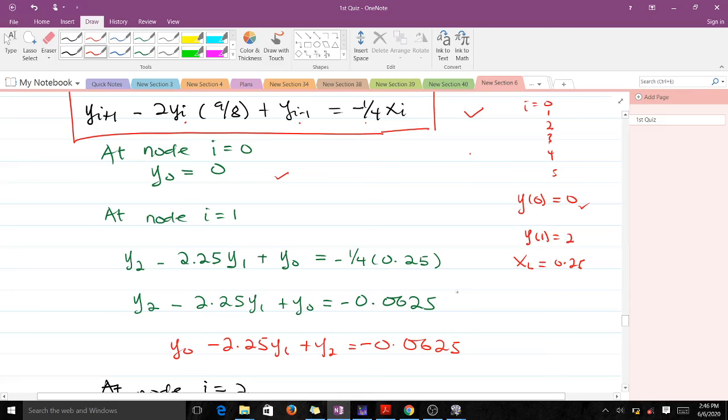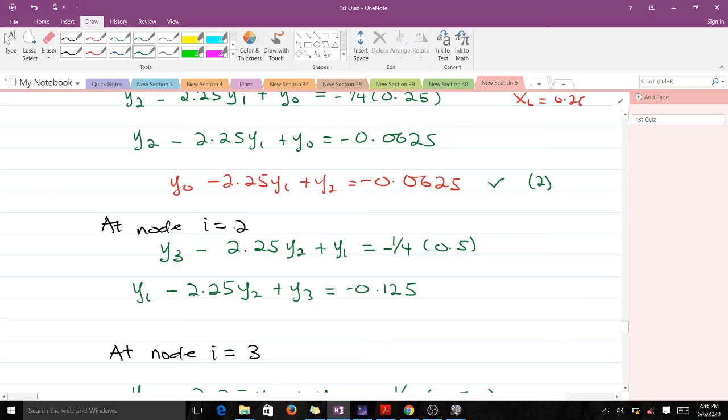So we put that inside our equation, and when we do our algebra, we end up with this particular equation here, and this becomes equation 2. Recall we have equation 1 here. This becomes equation 2. Then we go to the node at i equals 2.